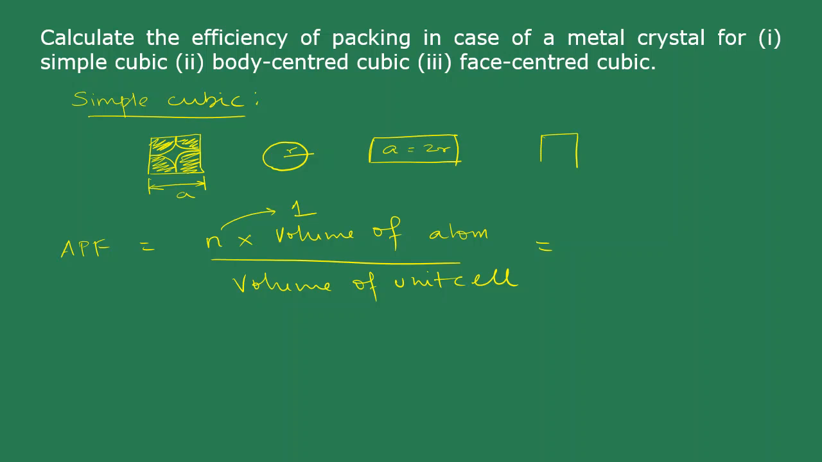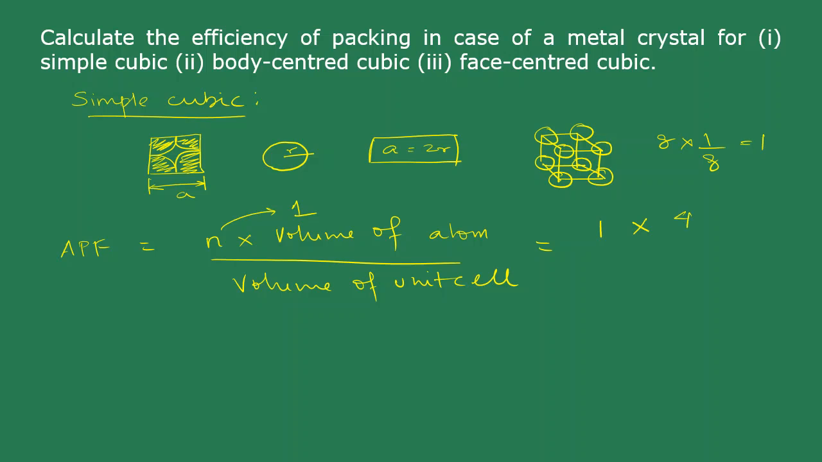So I will show you how the unit cell of simple cubic looks. This is our simple cubic unit cell. We have 8 atoms, one atom at each corner. Each atom at the corner is shared by 8 unit cells. So 8 into 1 by 8 is equal to 1. So 1 atom for N. That means 1 atom per unit cell for a simple cubic structure.